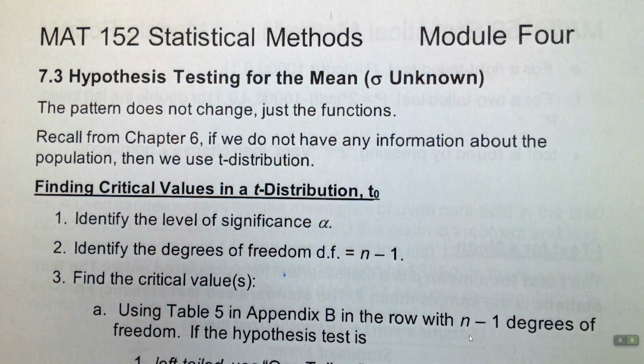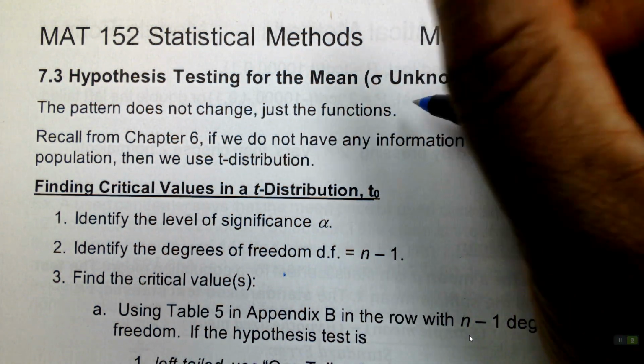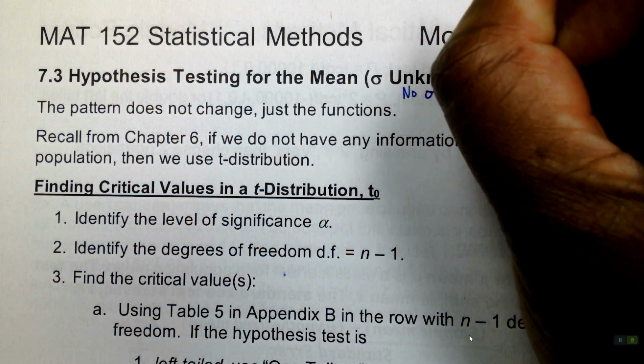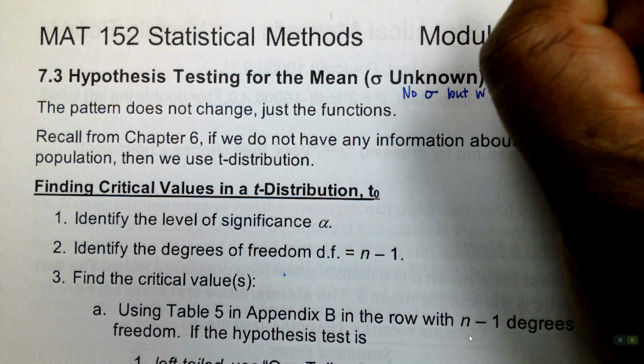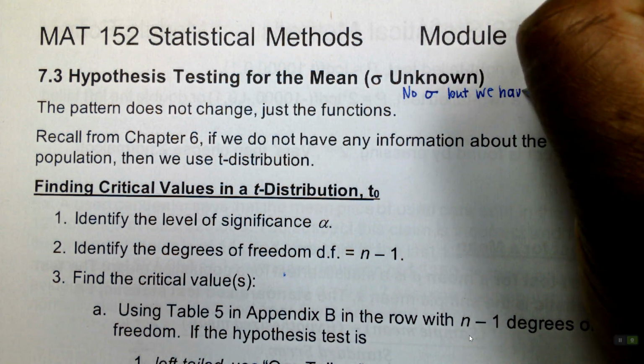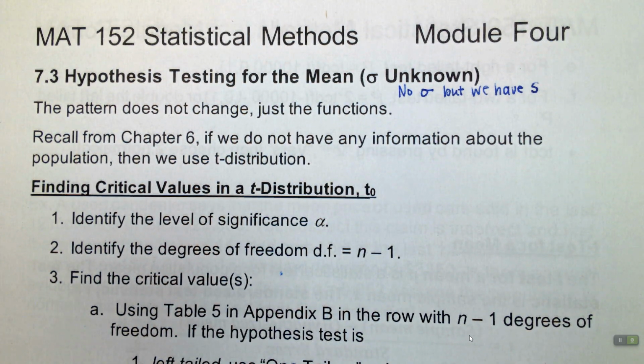7.3 hypothesis testing for the mean when we don't know population standard deviation. So this means that population standard deviation is unknown. So no population standard deviation, but we have s, which is sample standard deviation. So we're going to talk about hypothesis testing for the mean when we don't know population standard deviation, but we do know sample standard deviation, or we can find sample standard deviation.